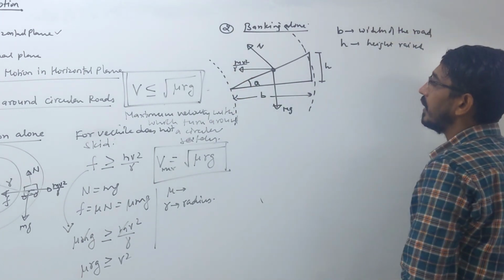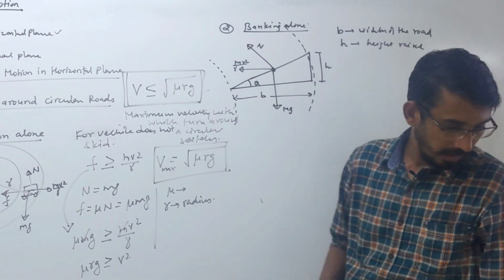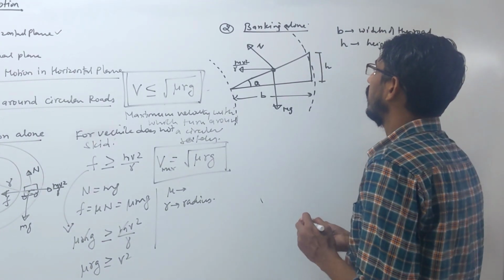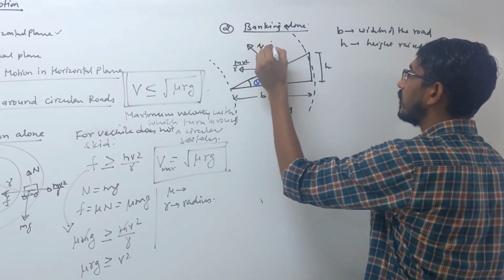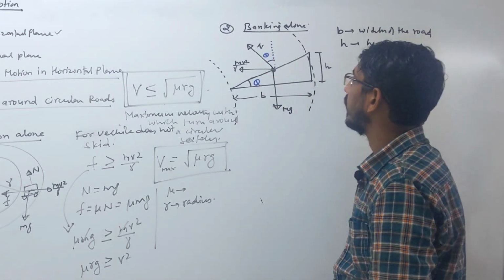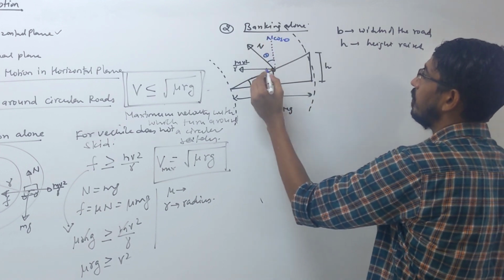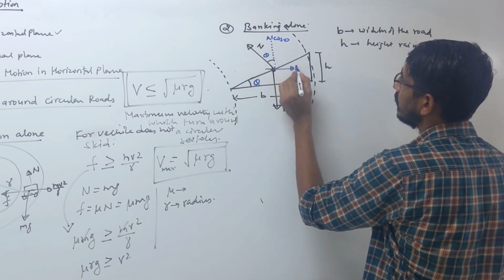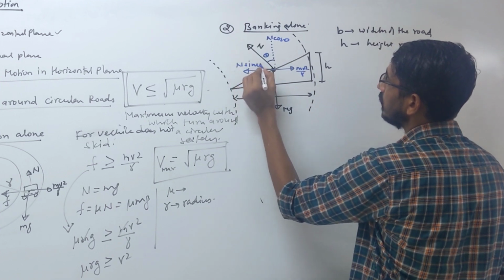Now what you have to do is write the components of N along the center and perpendicular to the center. So this angle is theta, so that angle will also be theta, as we have learned in the definition. So that component becomes simply N cos theta, and mv square by r in this direction, and the component of N becomes simply N sin theta.